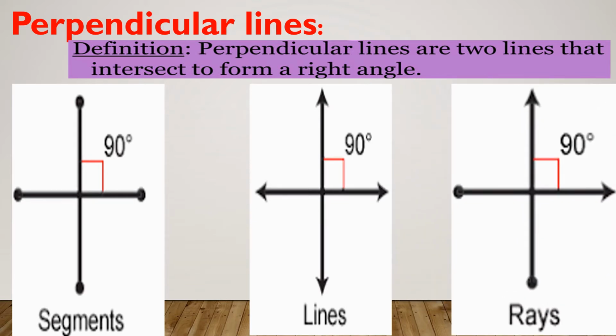Ray. We see the 90 degree is formed by the intersecting of two lines. So it is a perpendicular ray. So these are the different perpendicular line segment, perpendicular lines and perpendicular ray, which we can see in the slide.